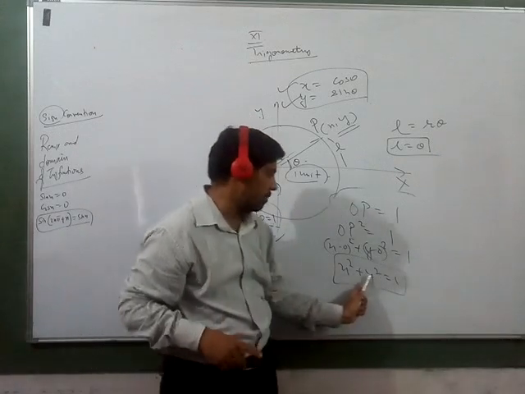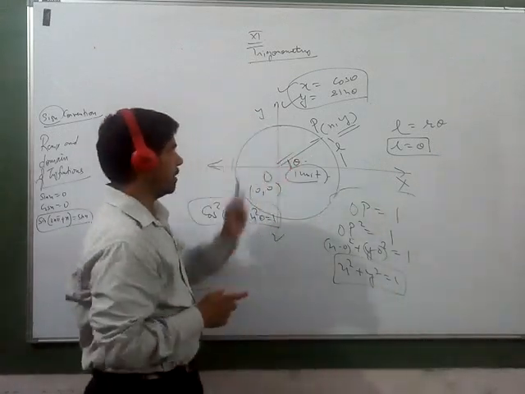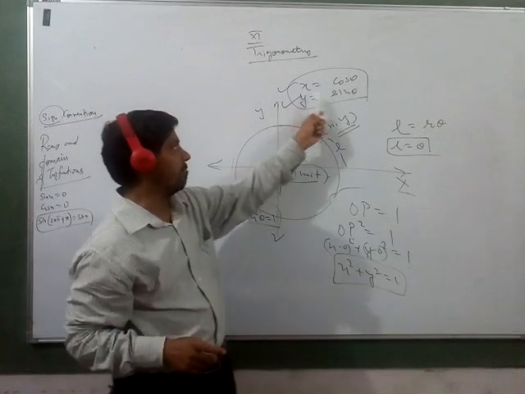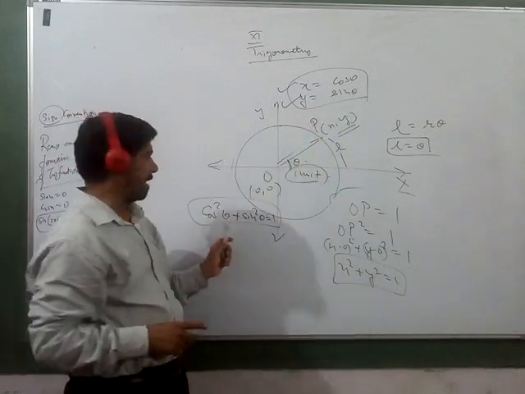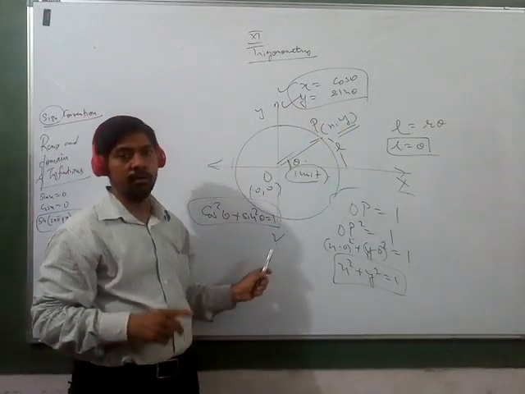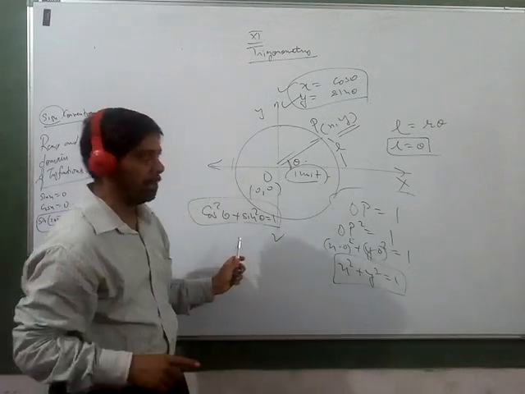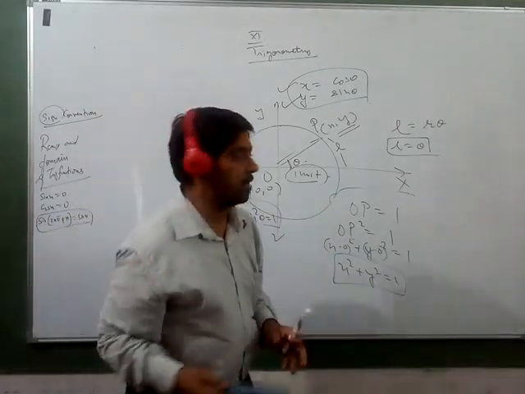Now we have just proved x square plus y square is equal to 1. But what is x? x is cos θ and y is sin θ. So we get cos square θ plus sin square θ is equal to 1. Remember, that is a very important identity in trigonometry. Now we will look at the sign convention.